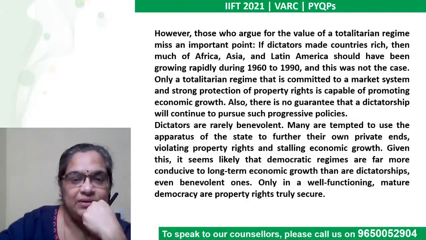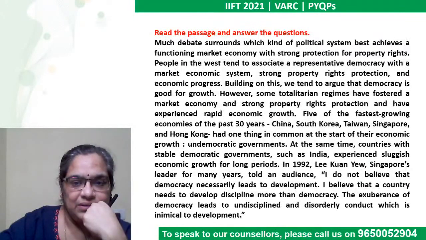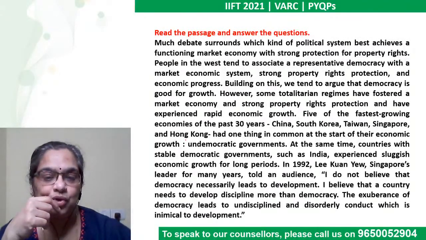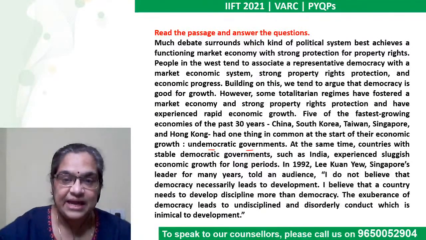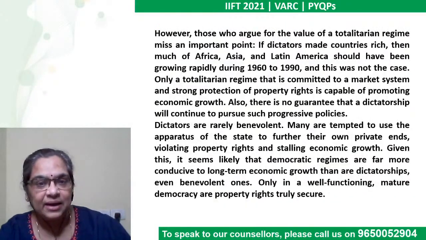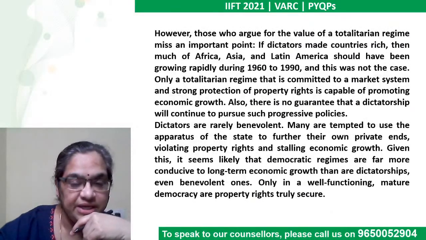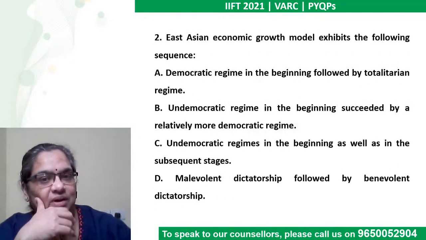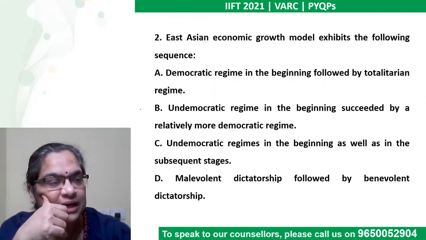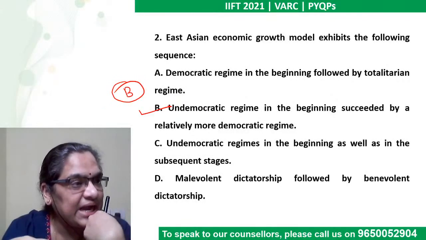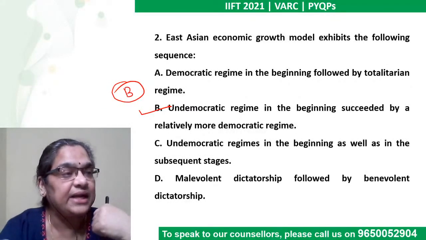He said here, China, South Korea, Taiwan, Singapore, Hong Kong had one thing in common at the start of the growth: undemocratic government at the same time. And then he said that at the start they had undemocratic governments, but later they became more democratic. So what is the model exhibited? First undemocratic, then relatively more democratic. Good, Sahil. So look at the answer option which says that they adopted democracy later on. They started as undemocratic. That is option B.